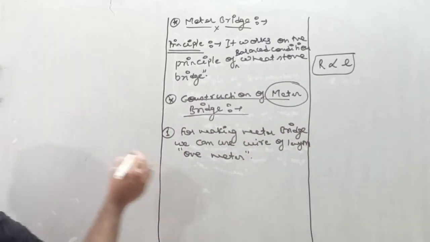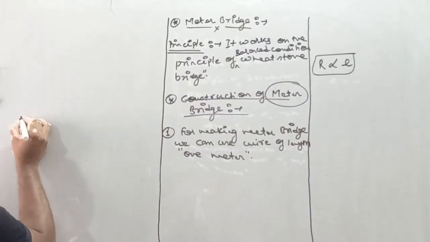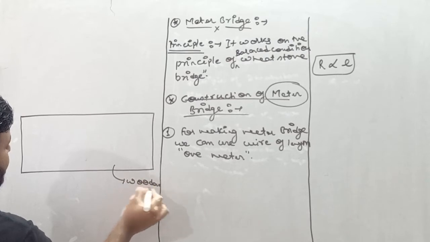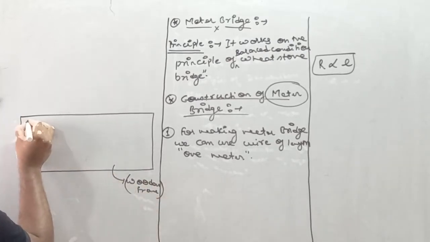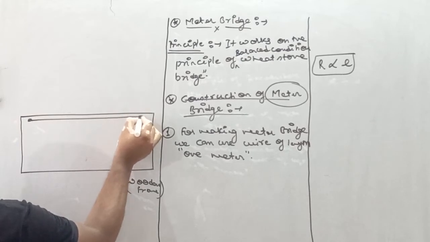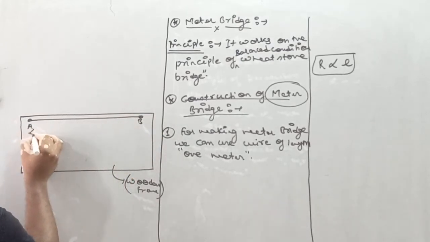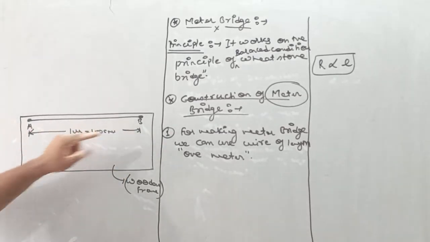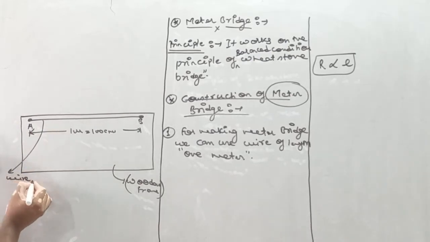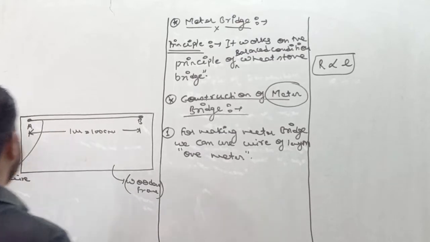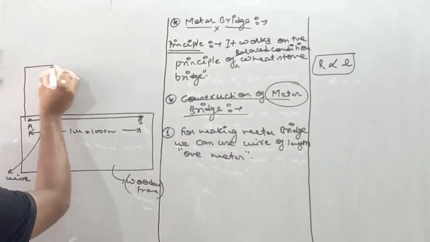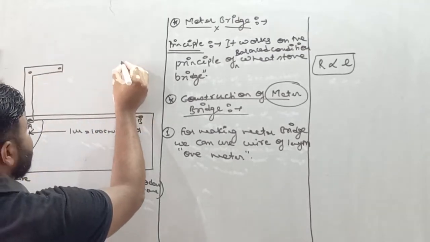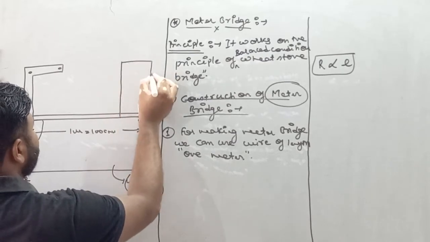Next, see how we can construct a meter bridge. We have to take a wooden frame. This is a wooden frame, my dear students. In this frame we will fix a wire whose length is 1 meter, or 100 centimeters. So this is the wire whose length is 1 meter. For constructing the meter bridge we have 3 copper strips like this, 2 in L shape and 1 plain.